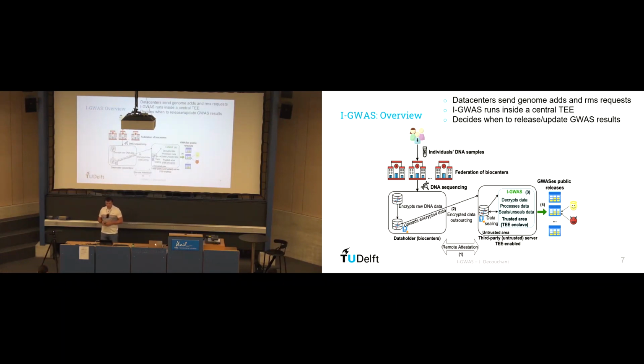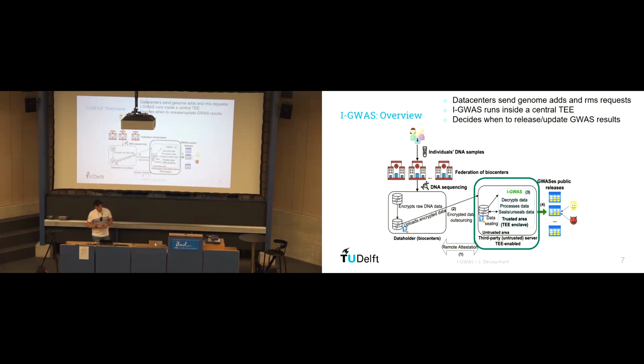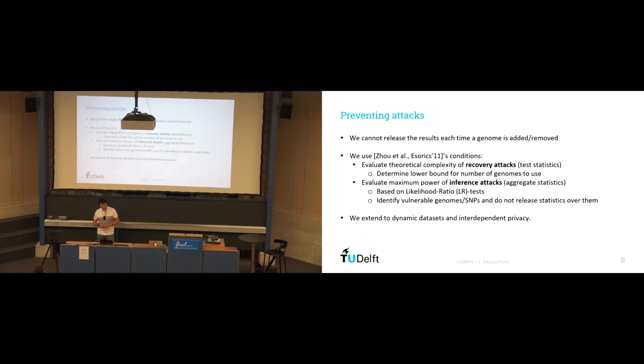So the overview is the following. We have data centers. They collect genomes. They encrypt the data. They send it to an enclave. So we have one central trusted environment that's going to receive encrypted data from the data centers. It's going to decrypt those data in this enclave. It's going to process it, compute the statistics and decide when they can be released. So sensitive data is either hosted on the data centers or in this enclave only. And eventually those results should be released to the public.